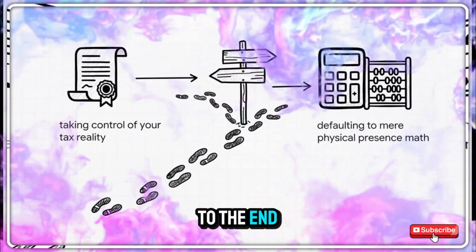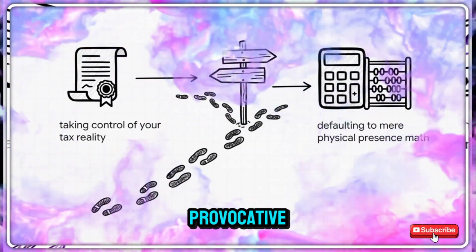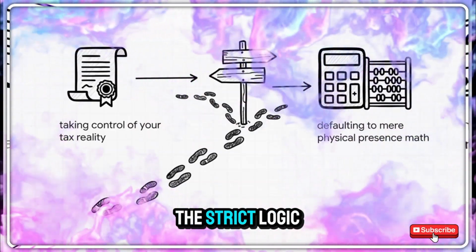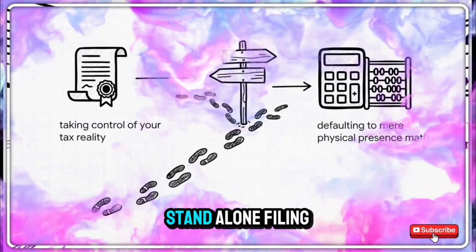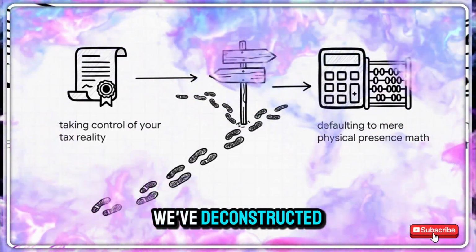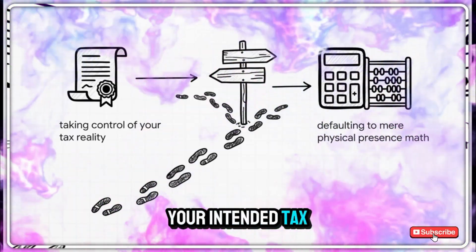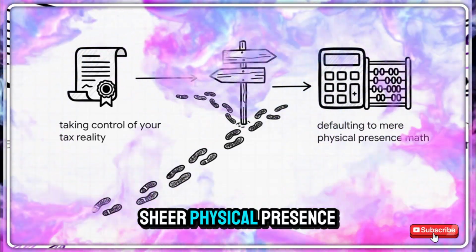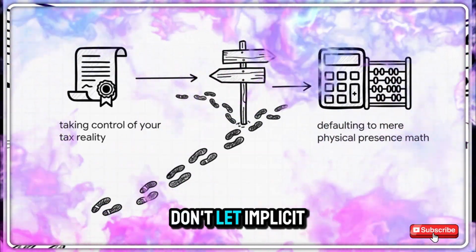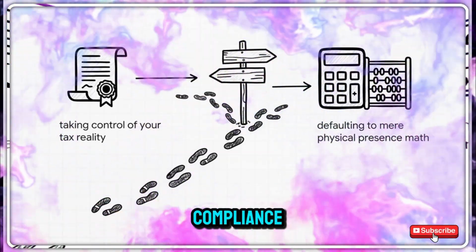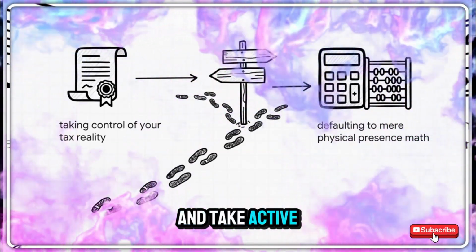Which brings us to the end of our analytical deep dive today, and I really want to leave you with this provocative thought. Based on the strict logic gates, that qualitative matrix of your daily life, and the rigid standalone filing mandates we've deconstructed, do your global administrative footprints actually align with your intended tax reality? Or is your sheer physical presence dictating your status by mathematical default? Please don't let implicit assumptions dictate your compliance. Master these mechanics, deeply understand the exceptions, and take active control of your status.